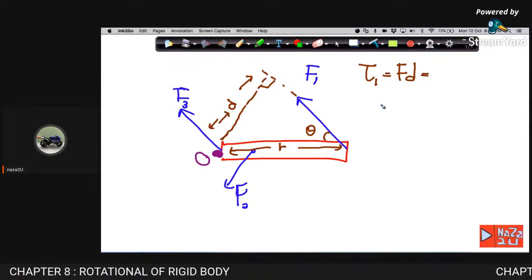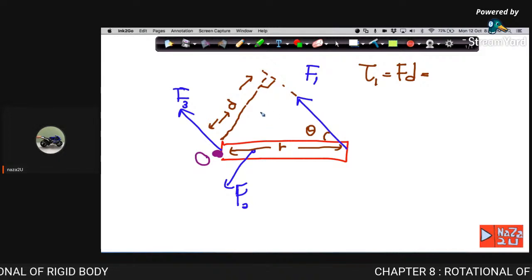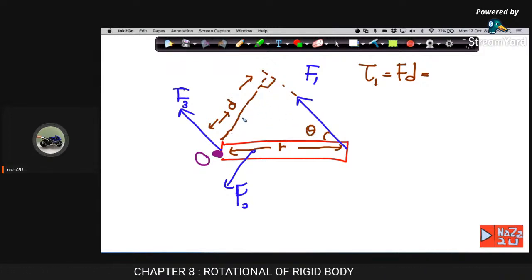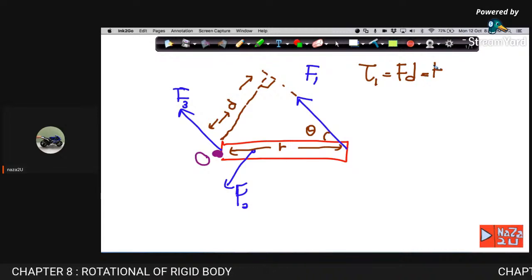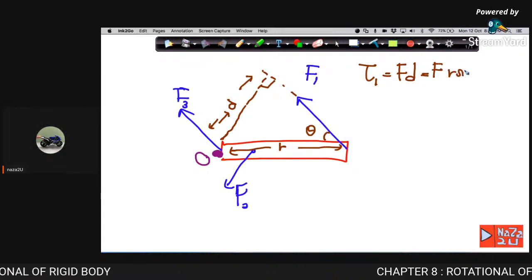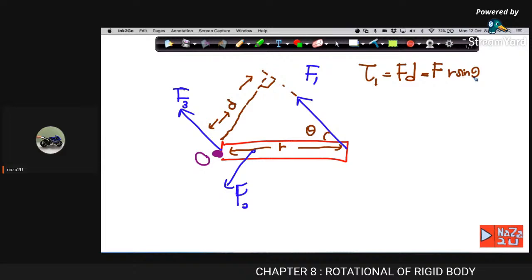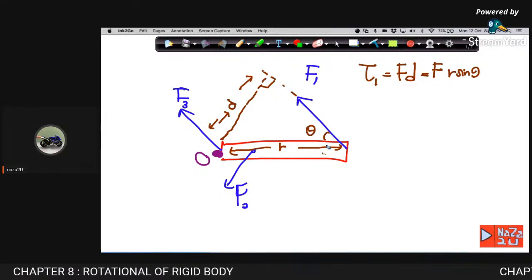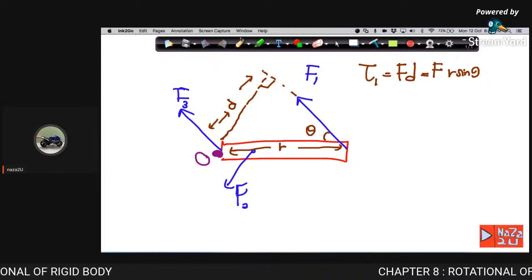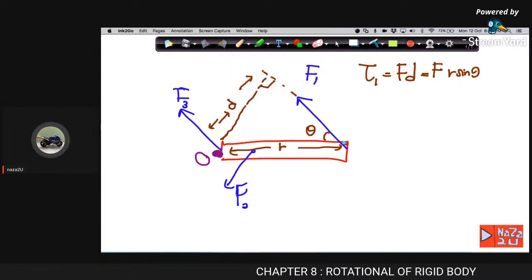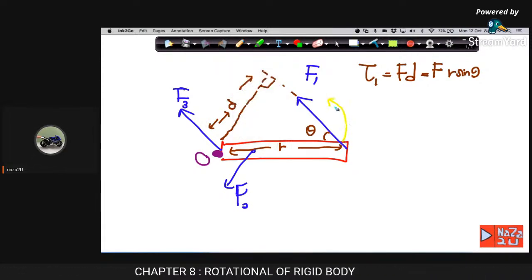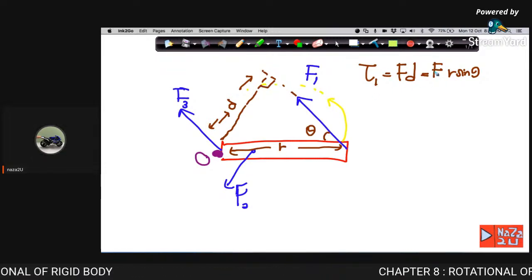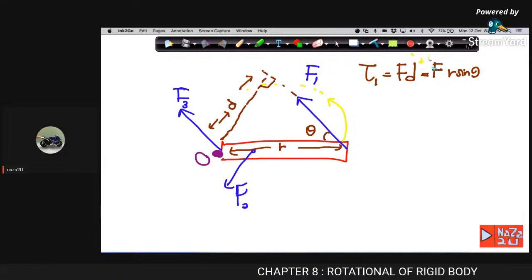So you can resolve R to the opposite here, we have F R sine theta, right? And if you use the F1 here, the motion of the metal rule is upward, or rotates anti-clockwise. So meaning we have a positive torque.